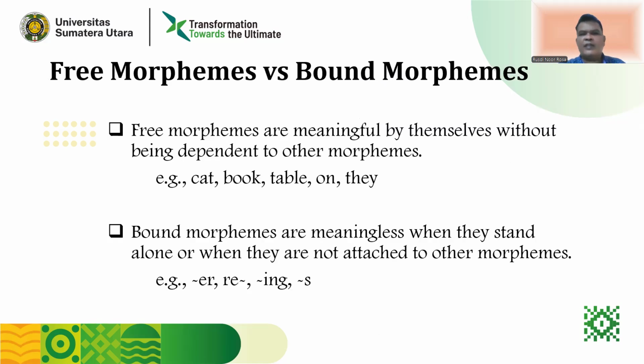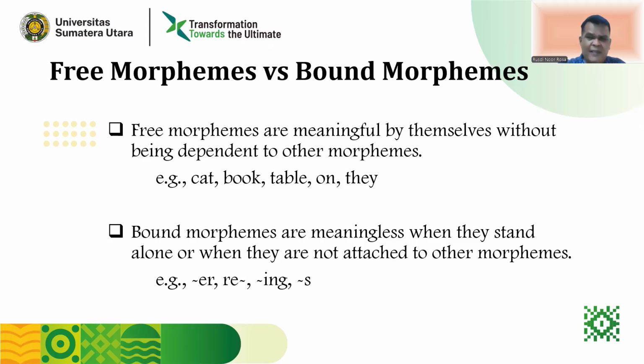Now, let's differentiate between free morphemes and bound morphemes. And as you know, free morphemes are found in grammatical morphemes and also lexical morphemes. Now, free morphemes are meaningful by themselves. In other words, they have meaning when they stand alone, without being dependent on other morphemes. For example, cat, book, table, on, they. So you can see here that these are free morphemes.